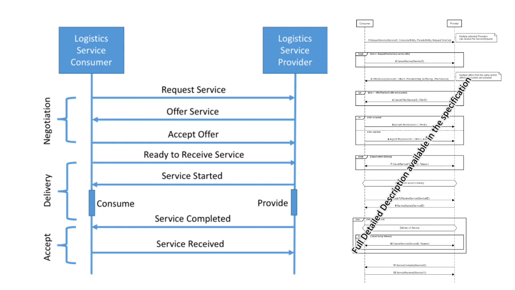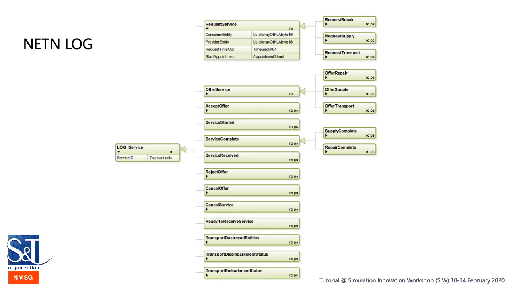So on the left side is a simplified picture. On the right side is a more detailed description, which is available in the documentation with different exceptions and different variations of this pattern. But the basic process is you request something, you get an offer from another simulator to perform this modeling, and then you accept that offer, and then it's conducted, and then you have a finalization. So it's based on a number of interactions.